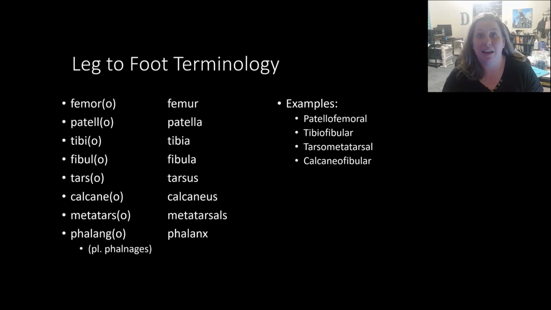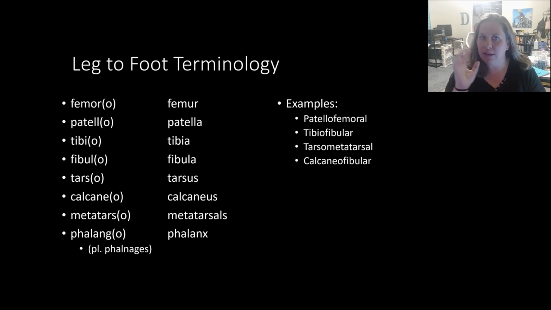Patello is talking about the patella, which is a special bone that's located in a tendon that connects your quads, which is the big muscles on the front of your thigh, down to your tibia bone. Tibia is tibia, fibula is fibula, and those 2 bones are in the lower part of your leg. Tarso is talking about the tarsus, and those are going to be the bones of the ankle. Calcaneo is the calcaneus, and that's your heel bone.